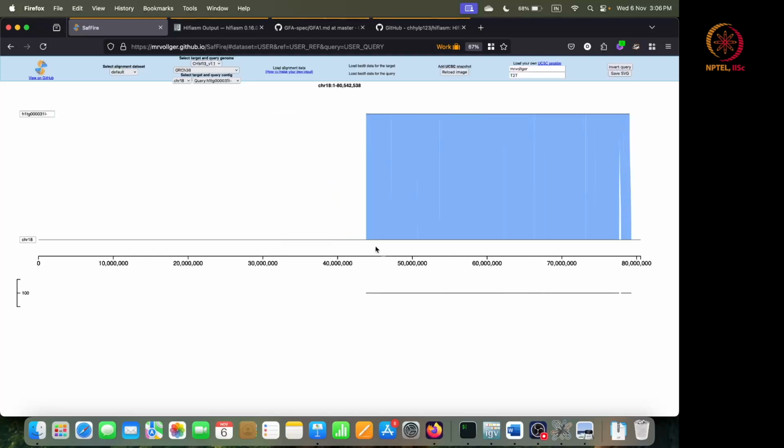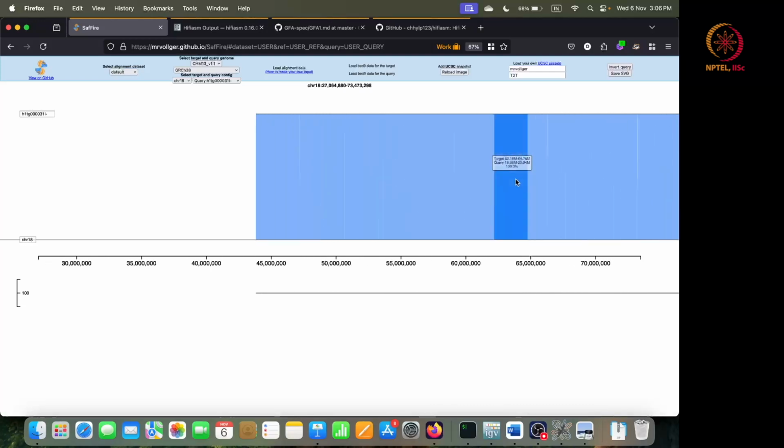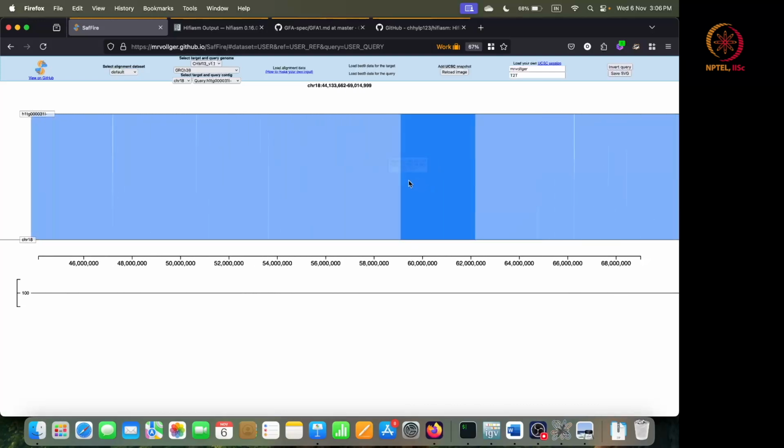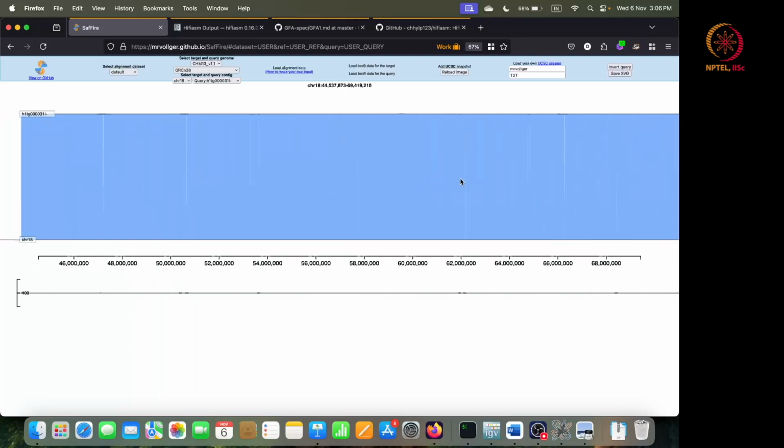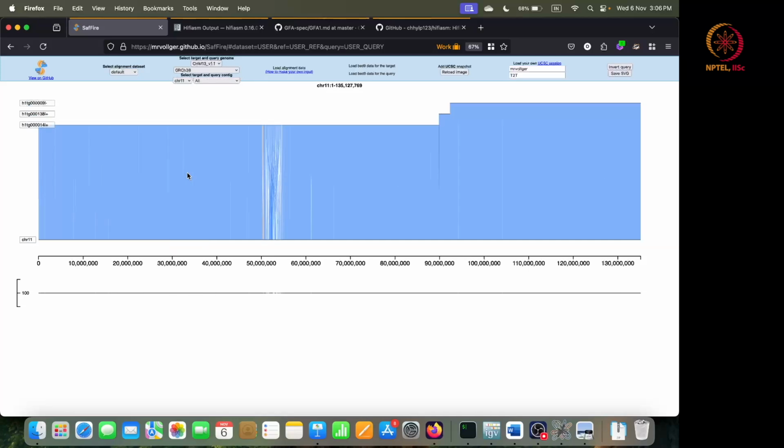This is aligned somewhere in the 45 million to 80 million range, and once again you can zoom in to see the regions which are closely aligned. You can click and drag the track to look at the different regions as well. Let us look at chromosome 11. Chromosome 11 looks a little more interesting.